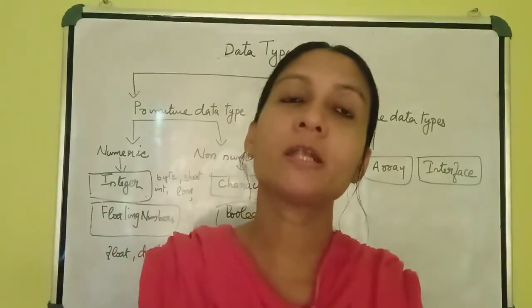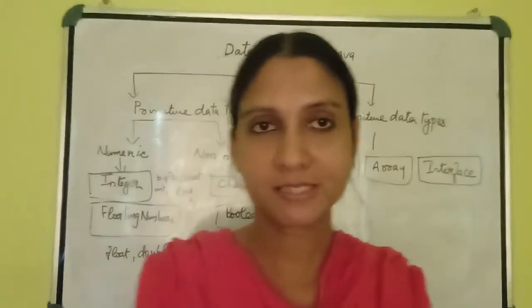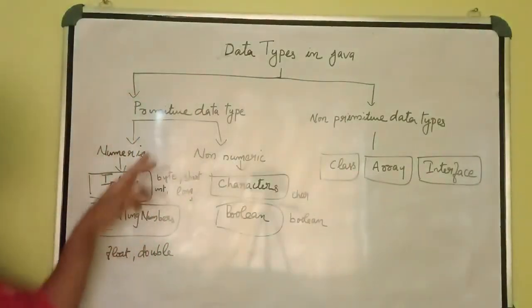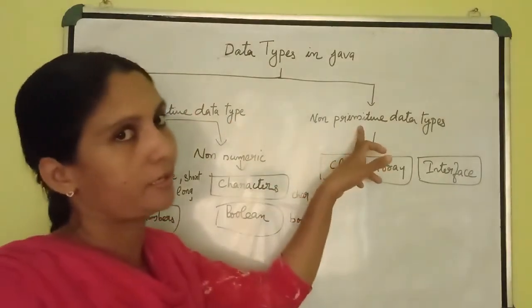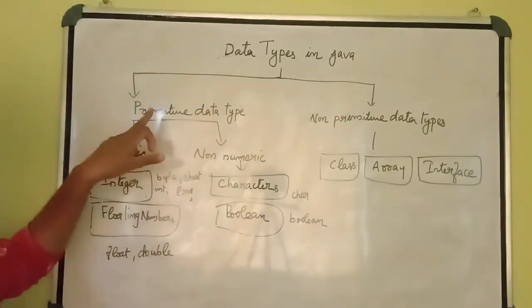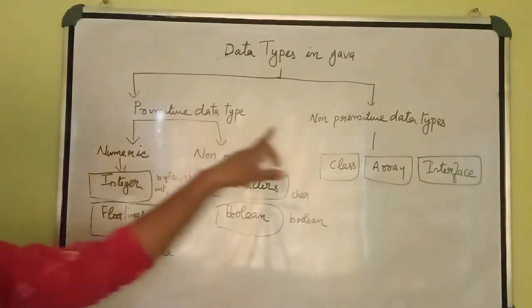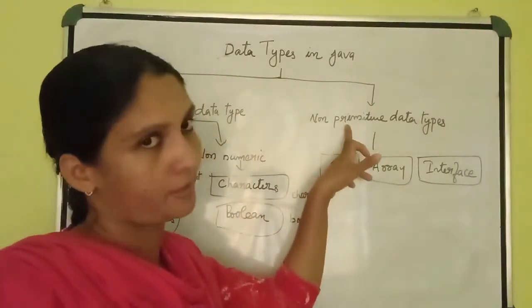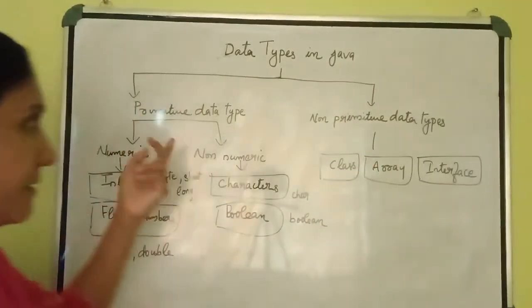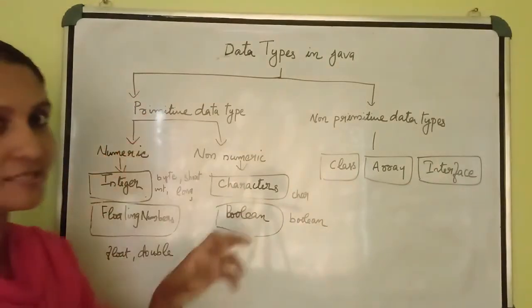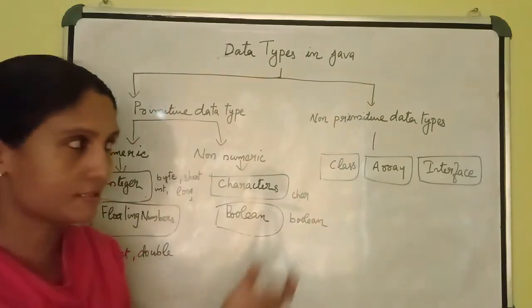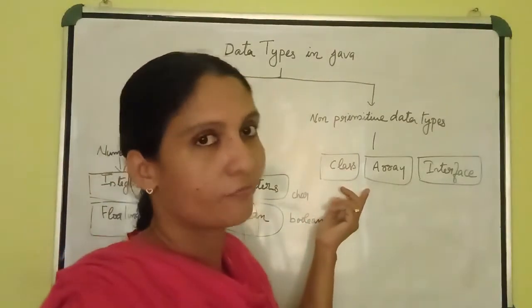Then what are the different types of data types available in Java? Let's check. There are two types of data types: primitive data types and non-primitive data types. Primitive data types means predefined data types, and non-primitive data types means they are not predefined. Primitive data types are fixed size, they occupy the fixed size. But here that is not fixed size.